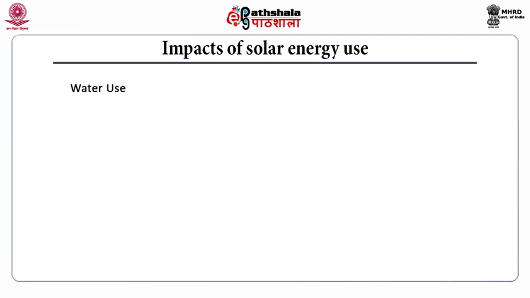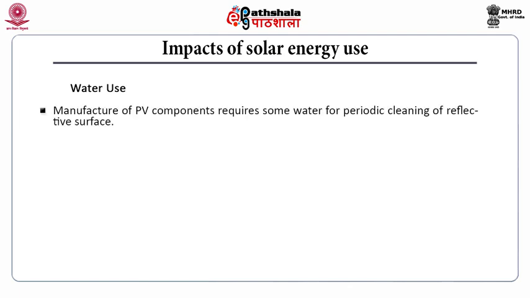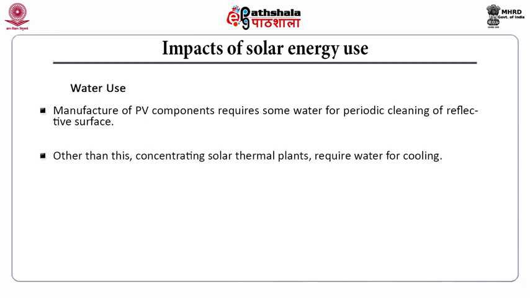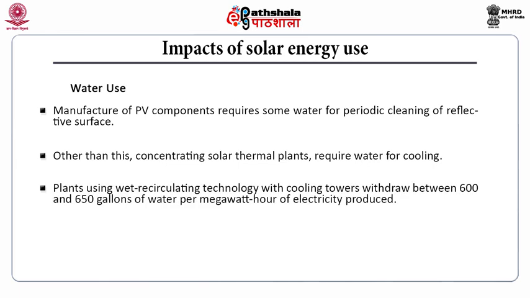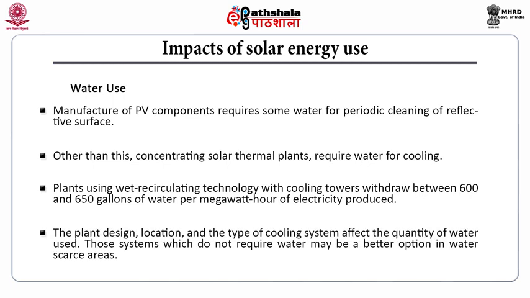The second impact is on the water use. The manufacturing of PV components requires some water for periodic cleaning of reflective surface. Other than this, concentrating solar thermal plants require water for cooling. The plants using wet recirculating technology with cooling towers withdraw between 600 and 650 gallons of water per megawatt hour of electricity produced. The plant design, location and types of cooling system affect the quantity of water used. Those systems which do not require water may be a better option in the water scarce area.